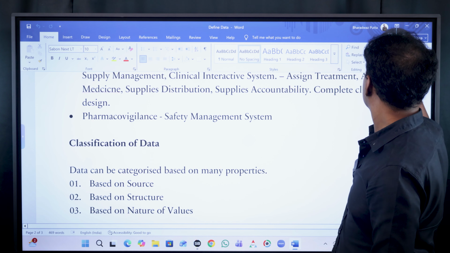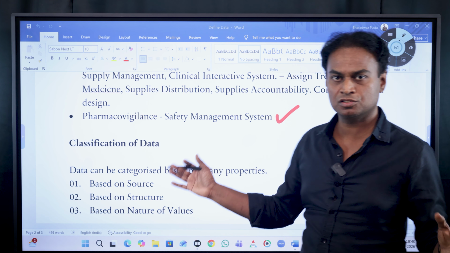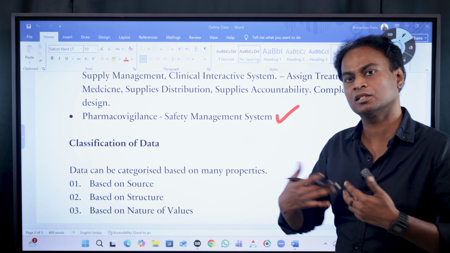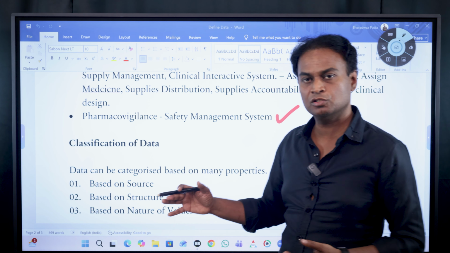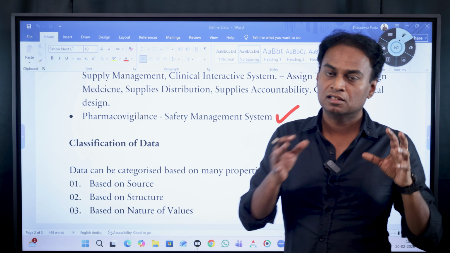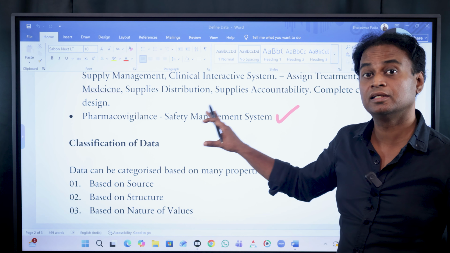In this way, in clinical research, there are a lot of systems. These are only the important ones. There are other minute ones which are used in clinical trials. All these are the systems used in our clinical practice and clinical research to collect the data.